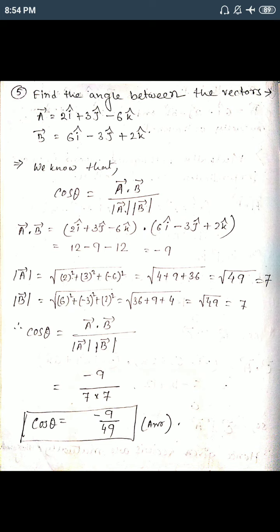If you write this, then you also get full marks. Or you can write theta equals cos inverse of -9/49. If a log table is supplied, then you can find the value of this 9/49. Otherwise, if you write cos theta equals -9/49, you get full marks.